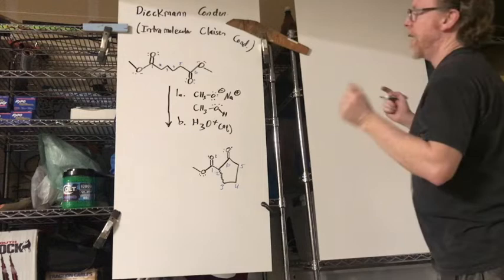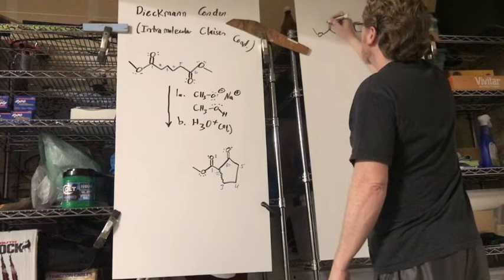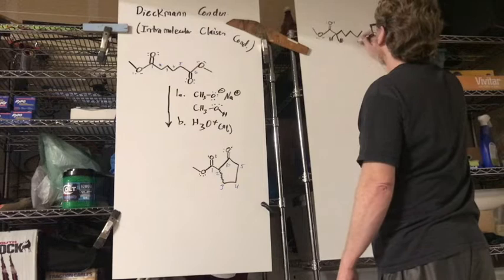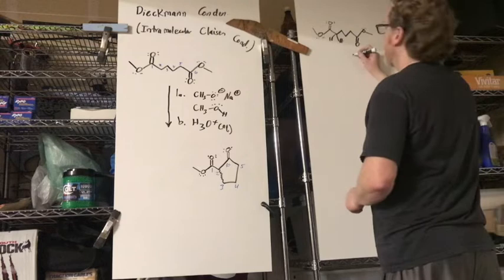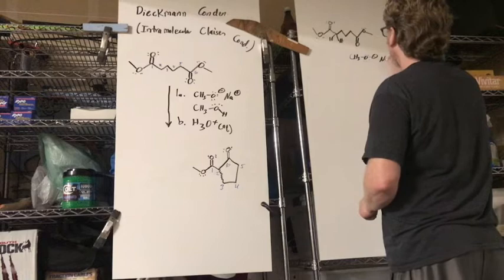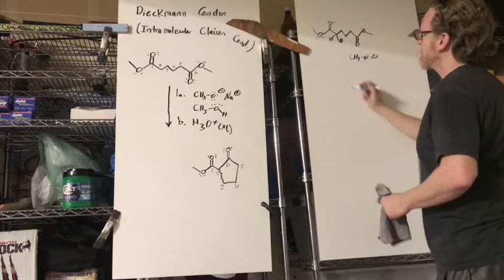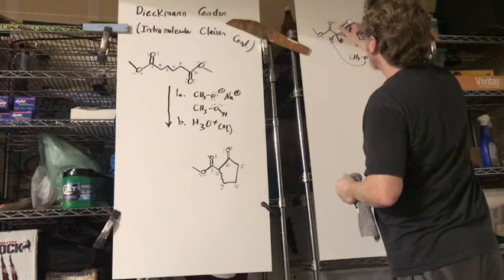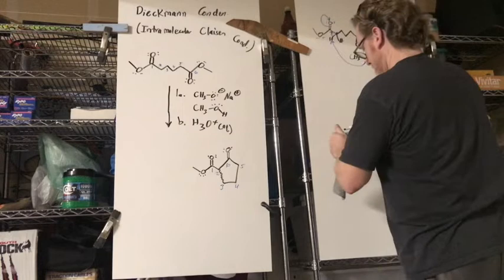So what's going to happen is, to start off with your diester, and you just pick one side randomly to be deprotonated. I like to go with the left side. 1, 2, 3, 4, 5, 6. So I have sodium methoxide here as my base. So the methoxide is the base, and it's matching my methoxy ester, so I don't have to worry about transesterification. And that's going to come by, deprotonate the alpha carbon, to give me my enolate.